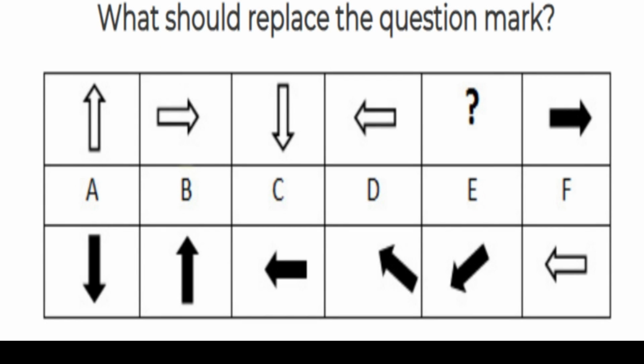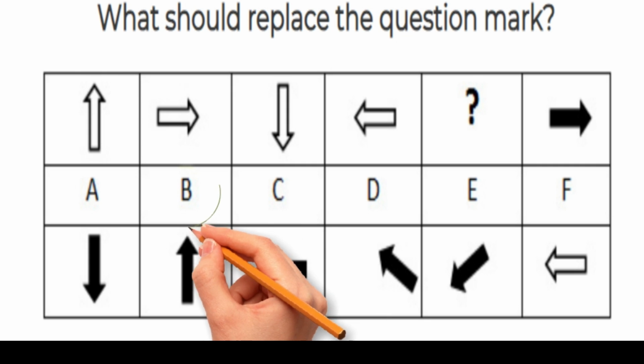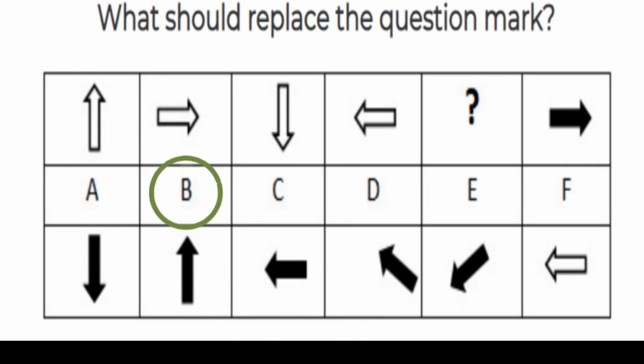1. What should replace the question mark? The answer is letter B. White arrow rotates 90 degrees each step before changing to filled, black arrow which takes same rotational steps. Therefore B is the correct answer.